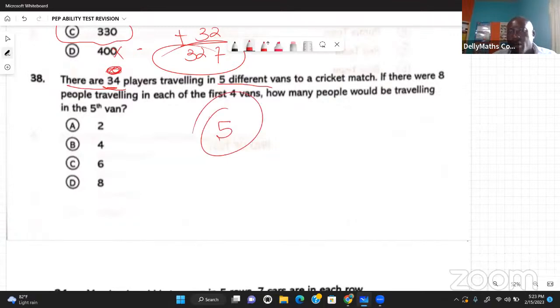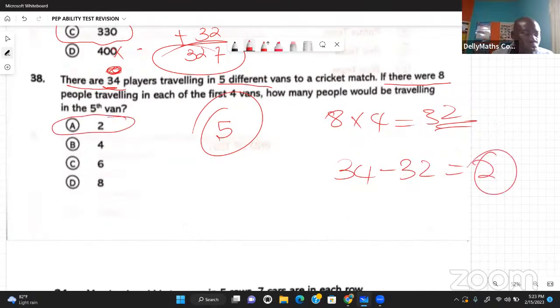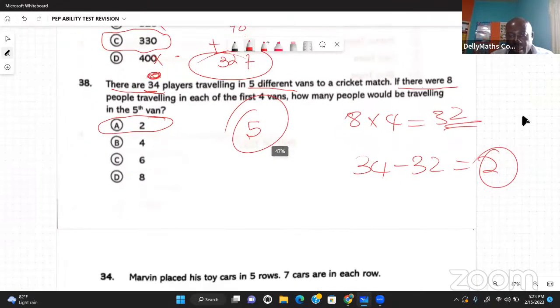No problem. Now, here's what we're going to do. 8 people traveling in the first 4. 8 in the first 4. That's 32 people that went already. 32 out of 34. You're left with 2. So van 5 will only have 2 people to carry. So here it is. Only 2 would have gone in van 5 right there.